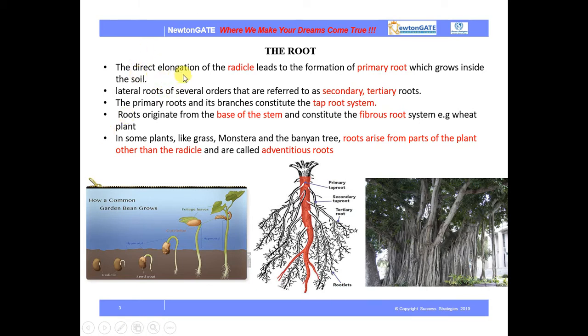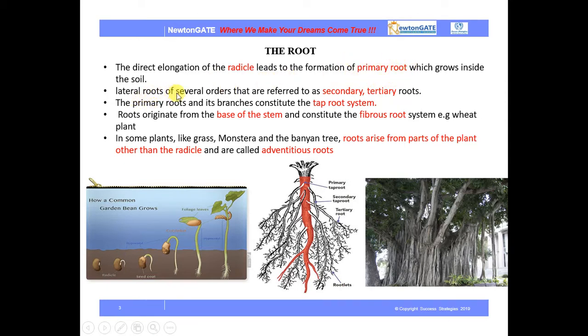The direct elongation of the radicle leads to the formation of primary roots. So, what is the radicle? The first part of the seedling to emerge from the seed during the process of germination. As you can see in this picture, this is the first part of the plant which is emerging out. This is called the radicle. So, the elongation of the radicle leads to the formation of primary roots.